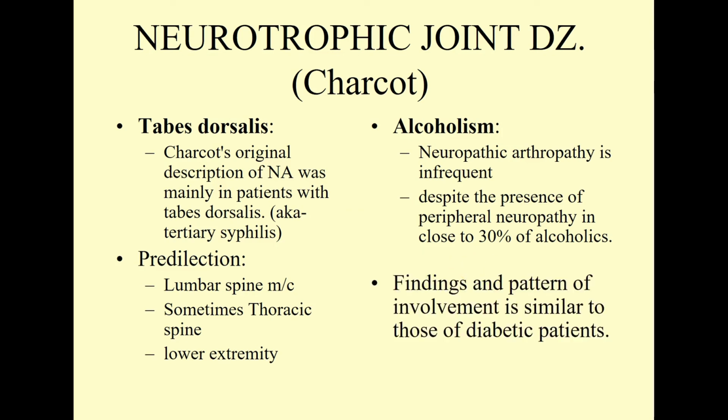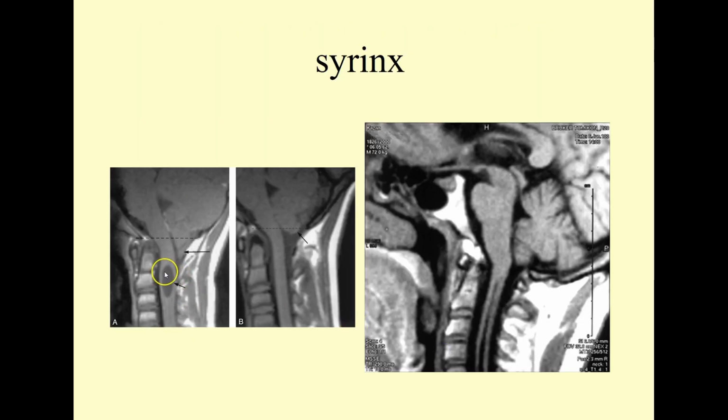Findings and pattern involvement very similar to those of the diabetic patient, but with clear differences in history and lab findings. These are some examples of a collection of CSF in the center of the cord, a syrinx. Here's a little longer one, and I would say this is problematic for sure, but this will cause more widespread damage because it's involving much more length of the spinal cord.